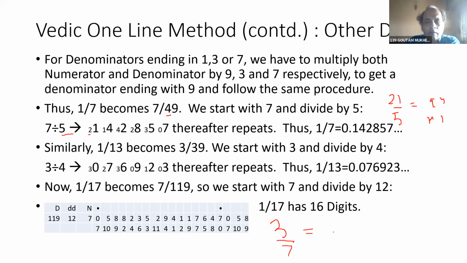How to go? 3 by 7. You have to do the full cycle, let's say 21 by 49. 21 by 49. 3 by 7 is 21 by 49. Okay, so my last digit will be 2, but there will be a carry 1.